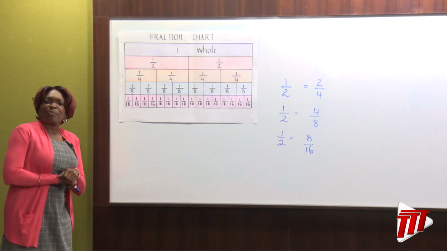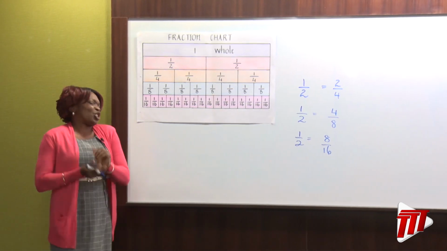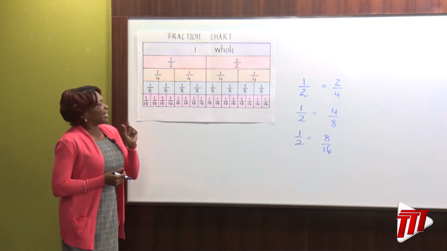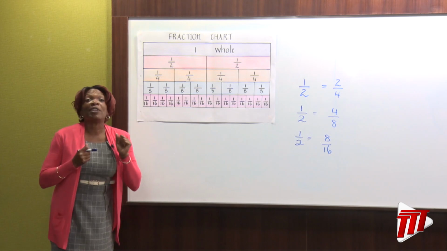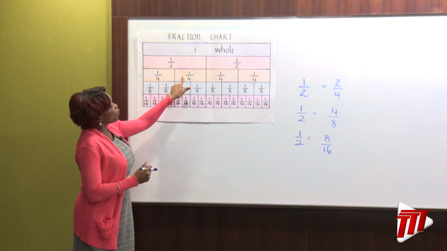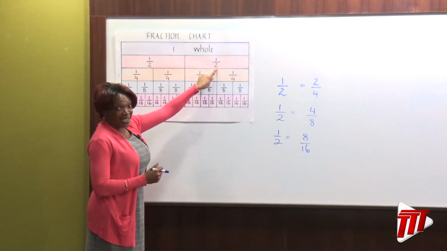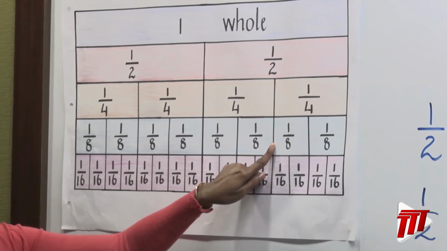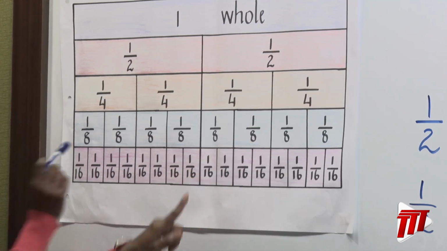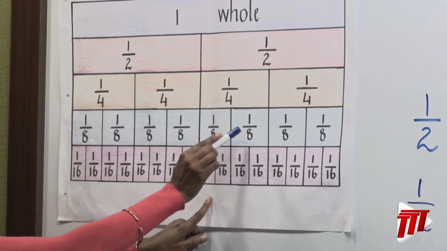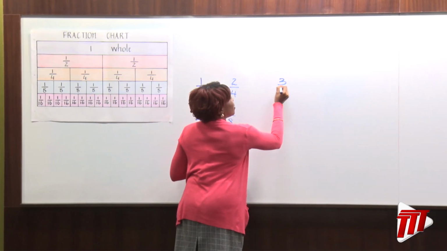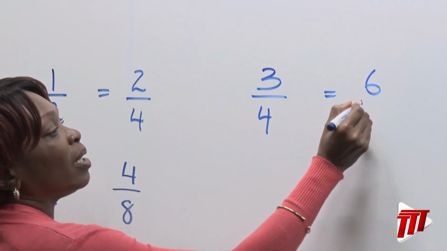Do you know something? We can try this with another fraction. Let's say 3 quarters. Count with me and let's see how many eighths are equivalent to 3 quarters. First, let's get the 3 quarters. 1, 2, 3. Let's come down. And we are going to count now. I wonder how many eighths there are. Count with me. 1, 2, 3, 4, 5, 6. So we can say that 3 quarters is also equal to 6/8.